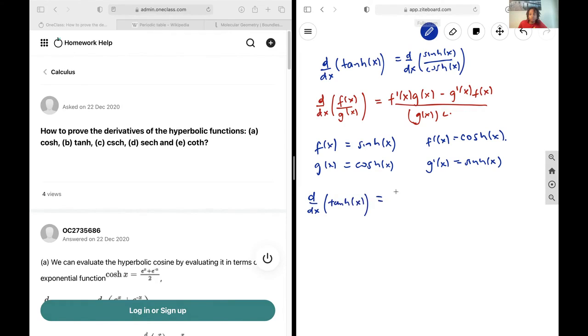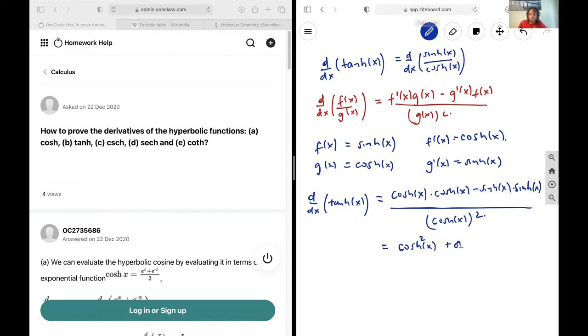it will become this into this, minus this into this. And this is all going to be over that. And so this will become squared plus, sorry, this is minus.